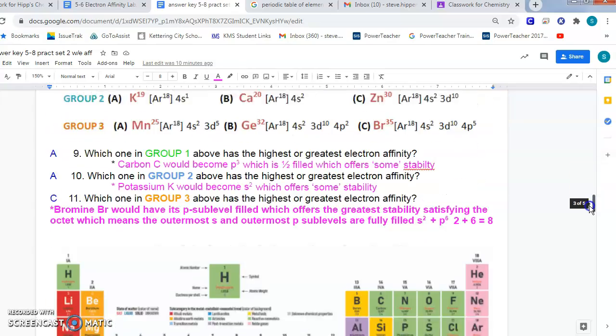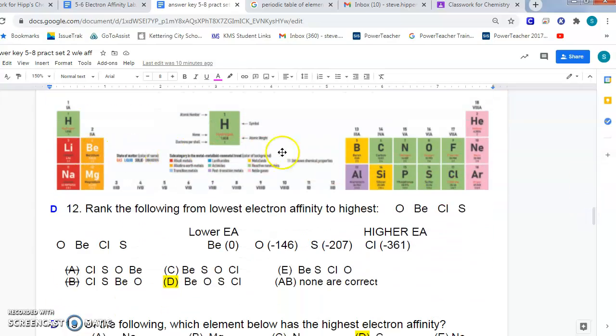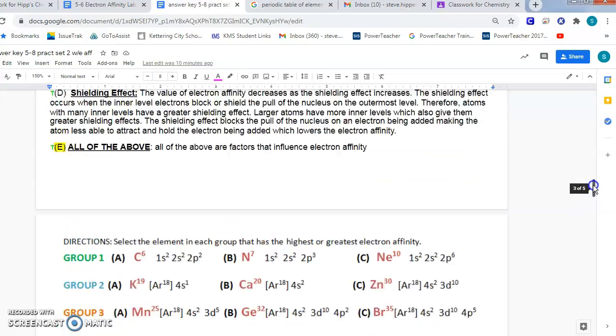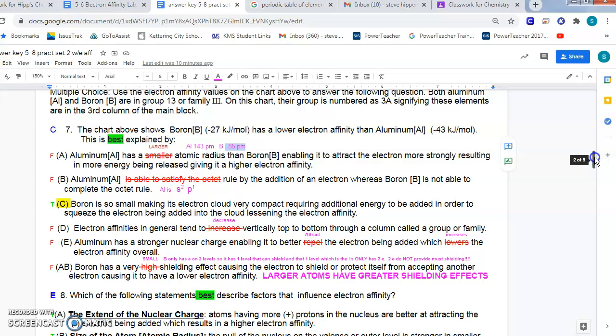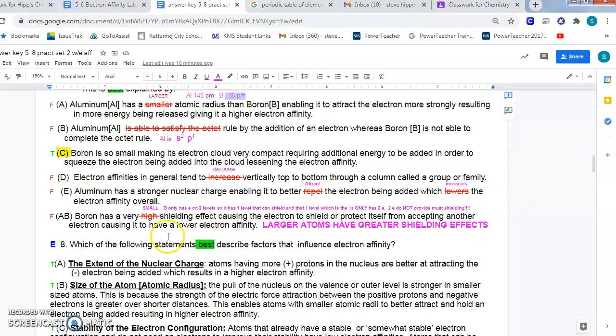And that's the reason why when we move left to right across a period, the affinities tend to increase. Why? Because there's a stronger nuclear charge to attract and hold the electrons. That takes care of question number 7. Oh no, number 7 we have AB.